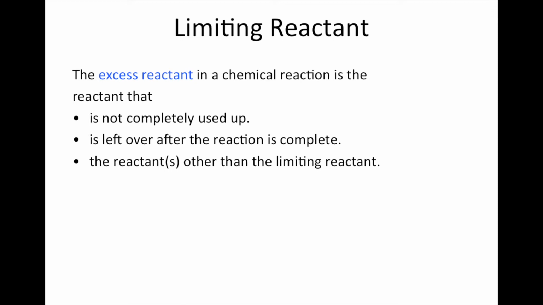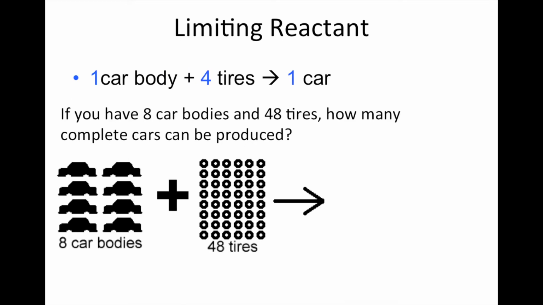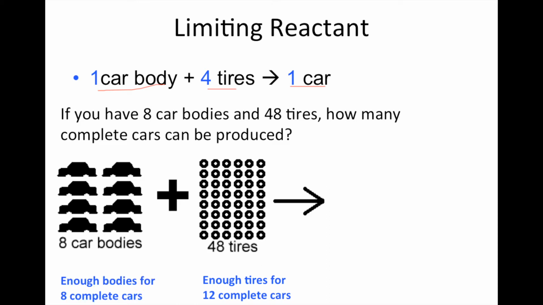So to illustrate the concept of a limiting reactant, let's look at this simple analogy. Here we have the parts to make a car. We have a kind of chemical equation here, if you will. One car body will combine with 4 tires to produce one complete car. If you have 8 car bodies and 48 tires, how many complete cars can be produced? Well, 48 tires is enough tires to make 12 complete cars. 8 car bodies is enough to make 8 complete cars.